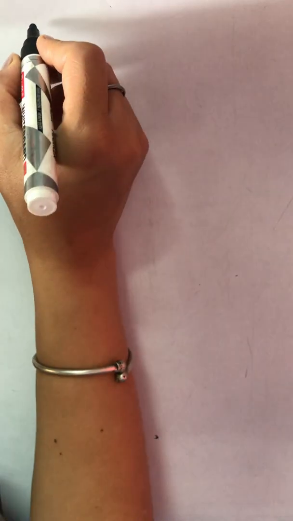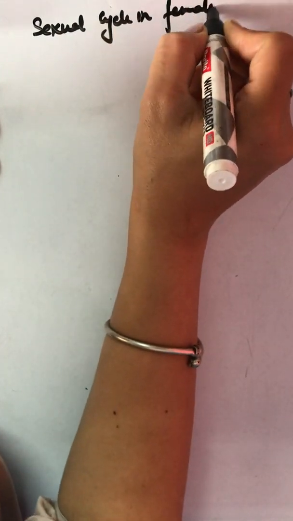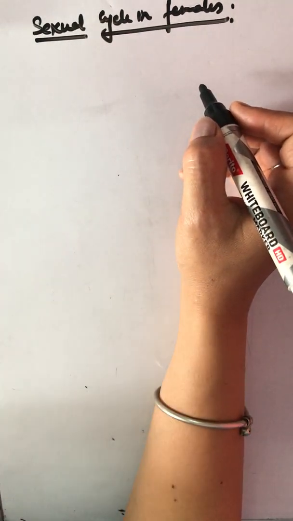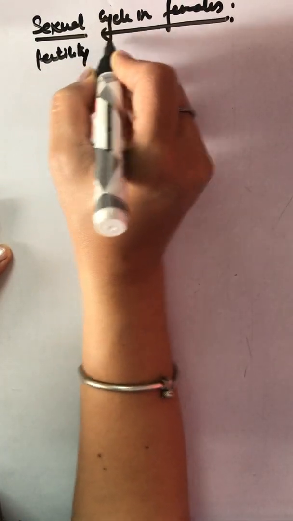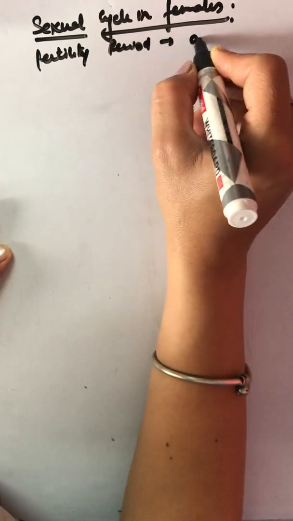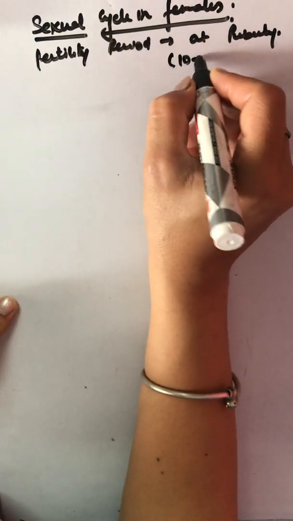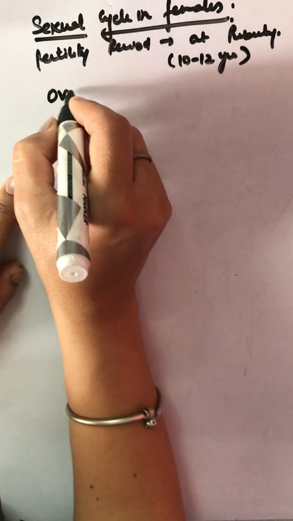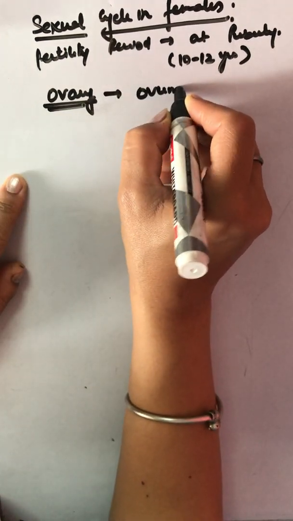When we talk about the sexual cycle in females, we are talking about the fertility period of females, which begins at puberty. So when does it begin, the fertility period? It begins at puberty, that is about 10 to 12 years of age. Now when one of the two ovaries starts releasing ovum, from where does the ovum come? From the ovaries. It releases ovum.